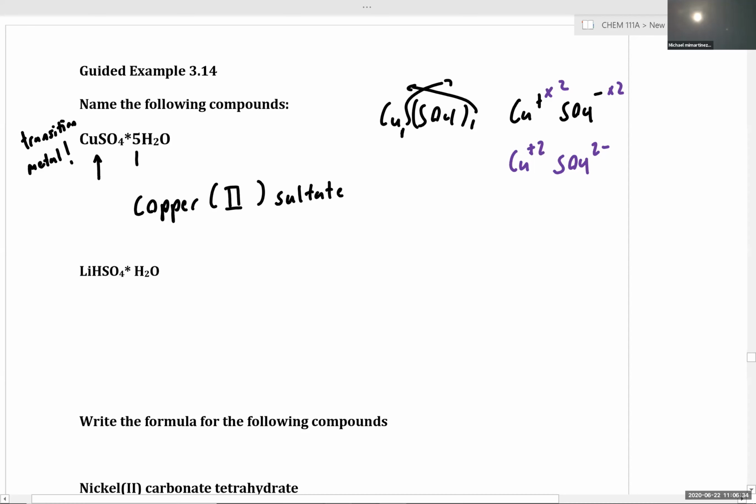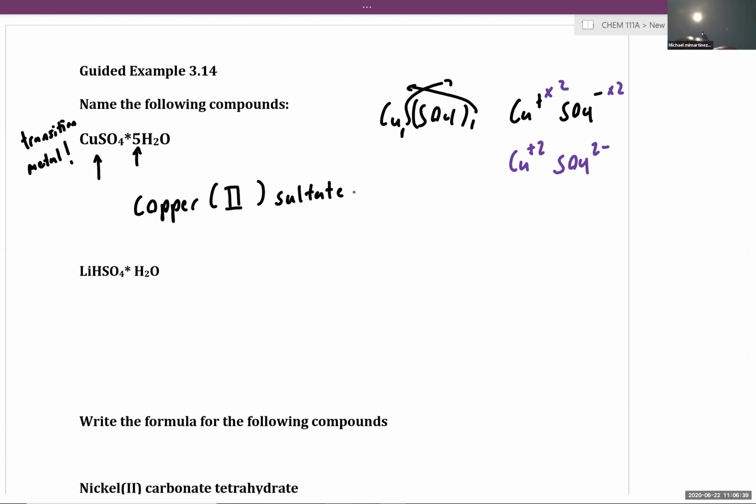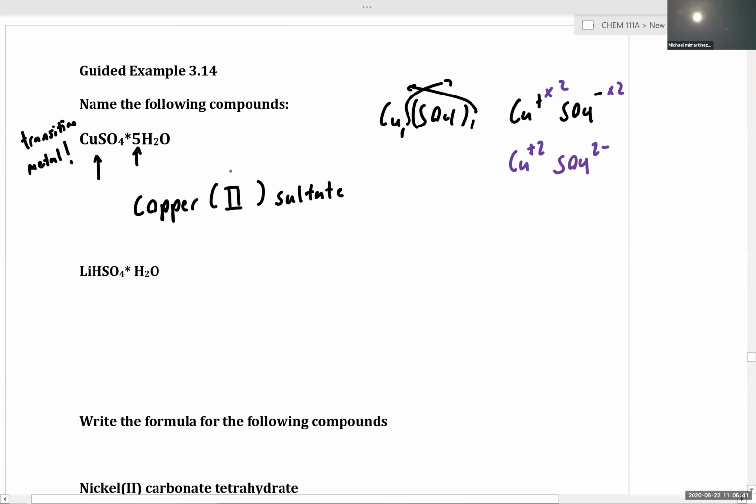Now, since we have 5 water molecules, what prefix do we use?